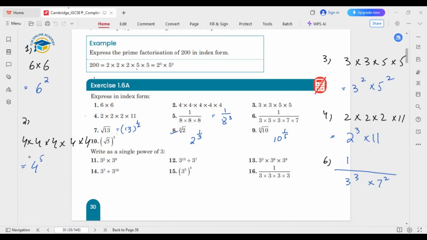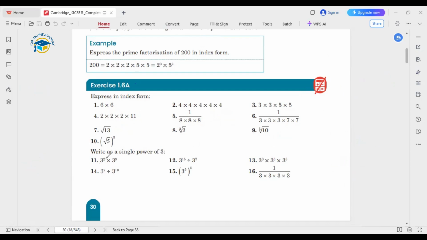Let's move on to the next one, the 11th part. They're saying write as a single power of 3. All the powers have been given either with a multiplication or a division sign, so here we will be using the indices rules, and accordingly we need to write them as a single power. The 11th part is 3 raised to the power 2 times 3 raised to the power 9. As with the multiplication sign they gave similar bases and different powers, you need to add the powers together. So this will be 9 and 2, 11. So this has been given as a single power, 3 raised to the power 11.